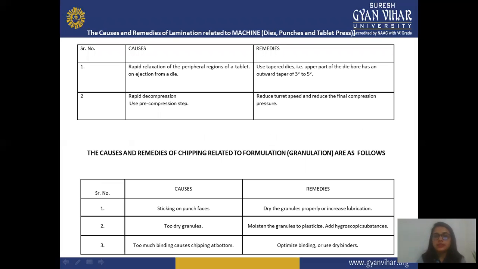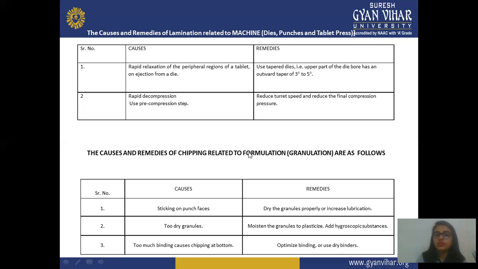Next, the problem of lamination may be due to the machine. Maybe the same problem, die, punches and press. First is rapid expansion of the peripheral region of the tablet on ejection from the die. In this remedy, use tapered dies, the upper part of the die, or both, up to 3 to 5 degrees Celsius. Next is rapid decompression, use a pre-compression step. This means decompression takes place fast during the compression process. For this remedy, you can use a lower turret speed and reduce the final compression pressure.